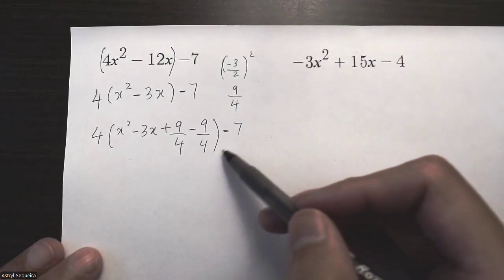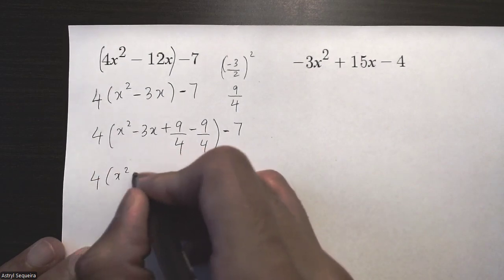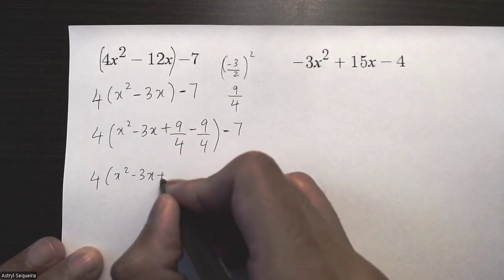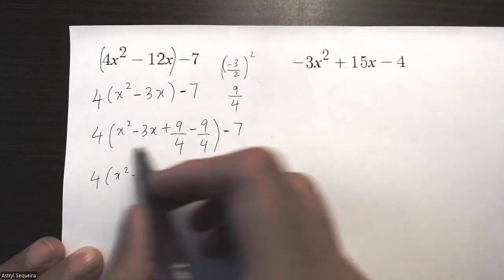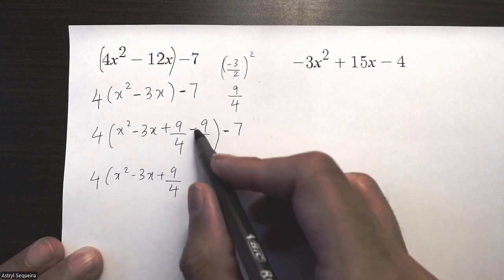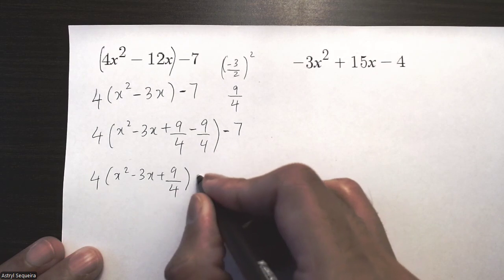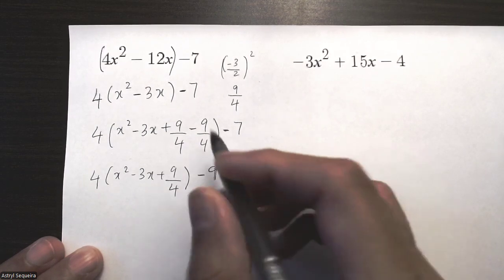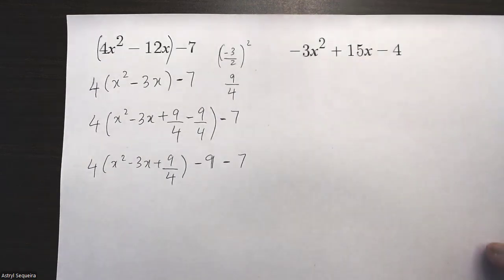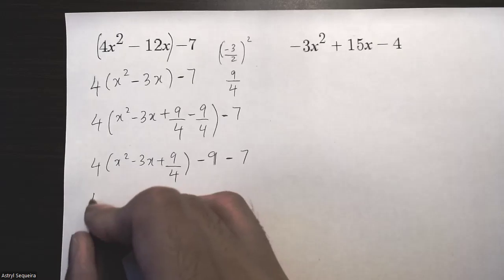Then I need to pull the negative number outside the bracket. And when I do that, I'm going to multiply by the number in the front. So negative 9 over 4 times 4 is just negative 36 divided by 4, which is just negative 9. So make sure you know how to do your multiplications with fractions and whole numbers. Really important for this concept.